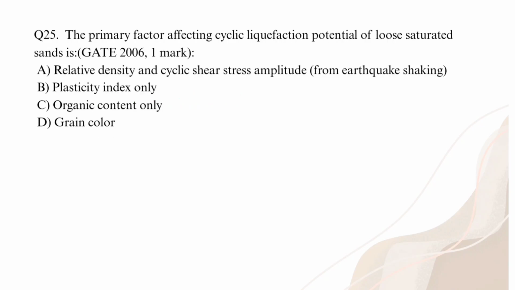Then the next is question number 25. The primary factor affecting cyclic liquefaction potential of a loose saturated sand is. Options: A, relative density and the cyclic shear stress amplitude from earthquake shaking; B, plasticity index only; C, organic content only; and D, grain color. And the correct answer is relative density and the cyclic shear stress amplitude from earthquake shaking. This question was asked in GATE 2006 for 1 mark.